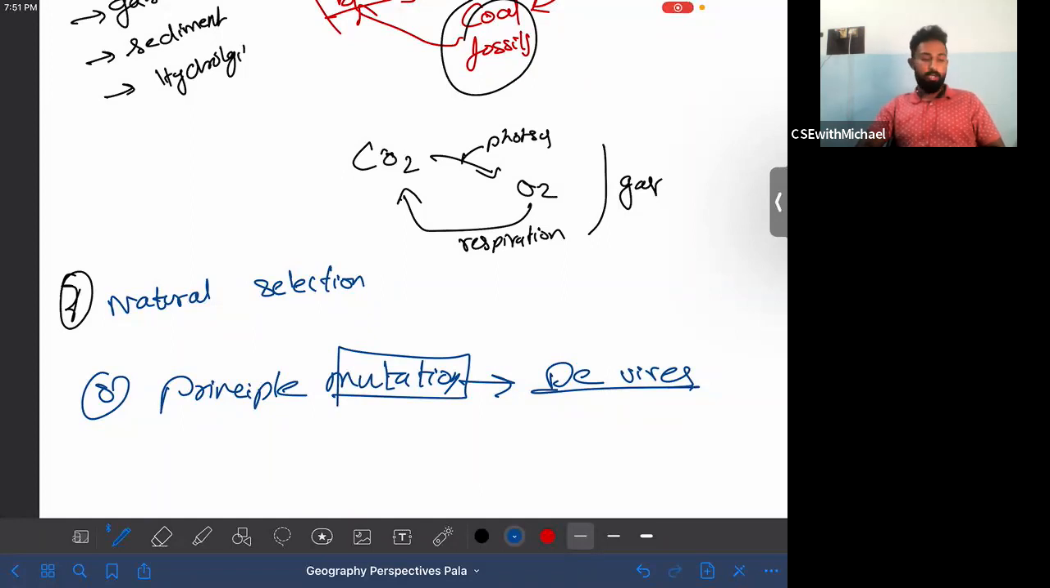Example, interbreeding can lead to mutation. Normally, interbreeding is not done, but when interbreeding happens accidentally, it can lead to mutation. For example, donkey plus horse has led to the creation of a new species, or led to speciation, in the form of mules.